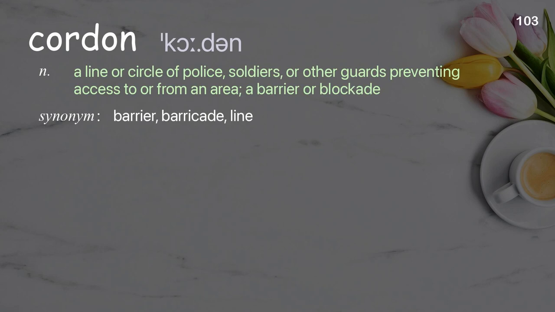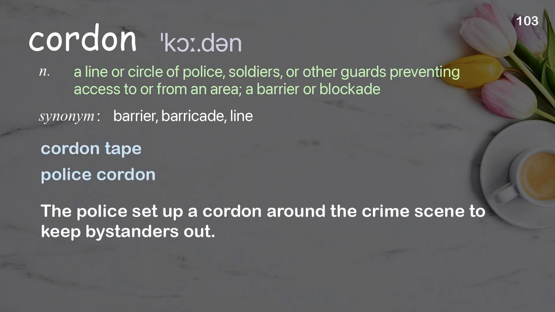Cordon: a line or circle of police, soldiers, or other guards preventing access to or from an area; a barrier or blockade. Examples: cordon tape, police cordon. The police set up a cordon around the crime scene to keep bystanders out.